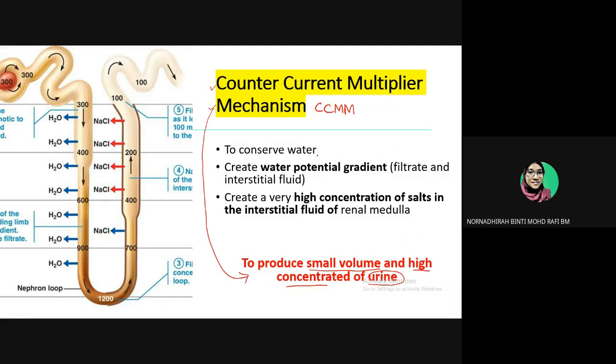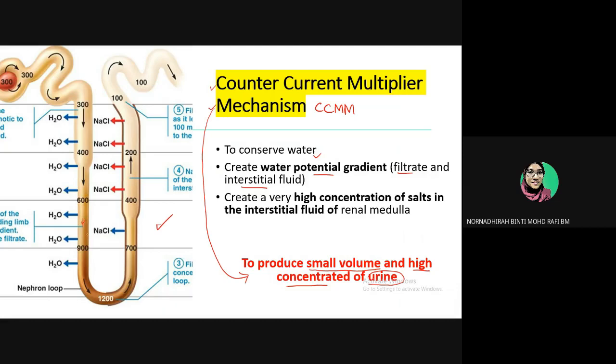Okay, so first one is to conserve water. We want to reabsorb more water so that we can conserve water. So we want to prevent dehydration. And then counter current multiplier mechanism is to create water potential gradient in filtrate and interstitial fluid. Ada perbezaan gradient of water potential di dalam interstitial fluid and also inside nephron, which is the filtrate.